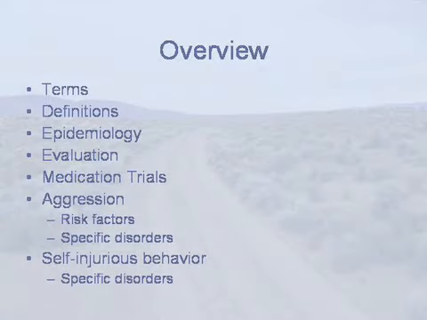I'm pleased to be here today to talk about a very common problem that we see in a clinical setting, and that is aggressive and self-injurious behaviors in both children and adolescents with developmental disabilities. The overview is going to be looking at some terms, definitions, a little bit about the epidemiology in general, evaluation, medication trials in general, and then looking at both aggression and self-injurious behavior, more specific interventions.